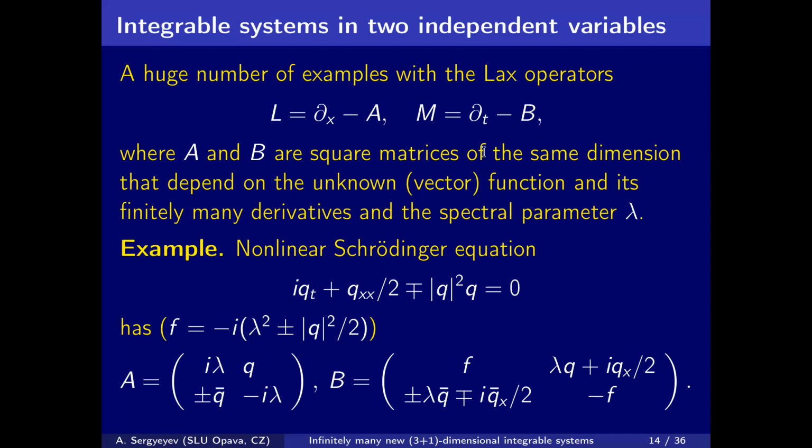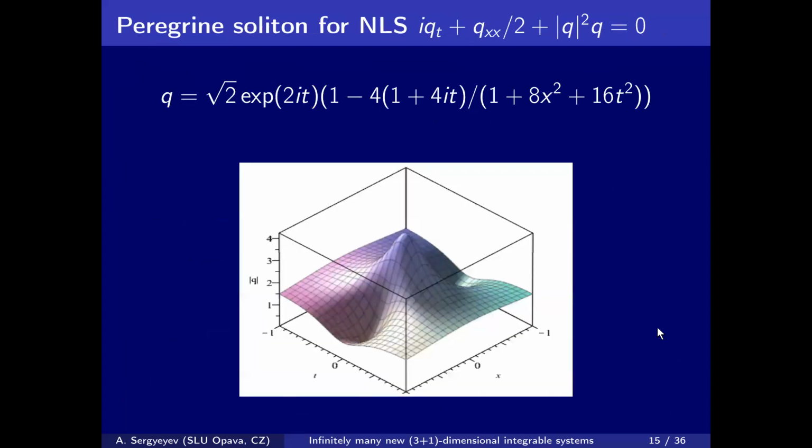So actually, one can get a Lax type representation of this kind for the KdV equation, and another important example here is the nonlinear Schrödinger equation. So for this case, A and B are shown here, and just to allow you a moment of rest, let me just show you the so-called Peregrine soliton for the nonlinear Schrödinger equation. So just you rest up a little bit.